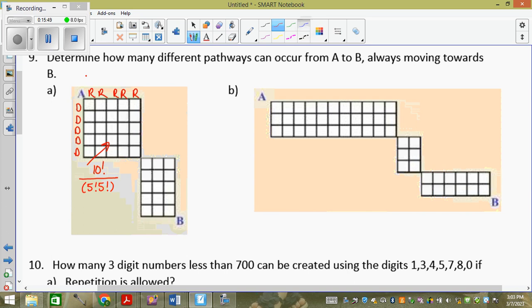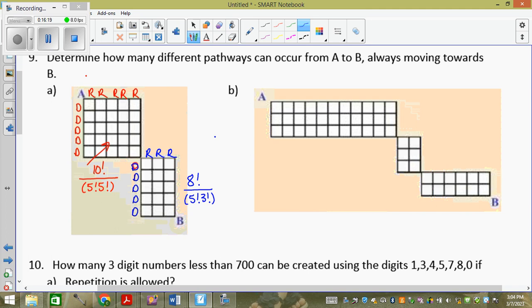Then this one would have D, I picked blue, D, D, D, D, D, R, R, R, right? So this one would actually have 8 letters divided by 5 factorial, 3 factorial for the D's and the R's, correct? Now, do you need these paths and these ones to get you from A to B, or could you just use these or these?